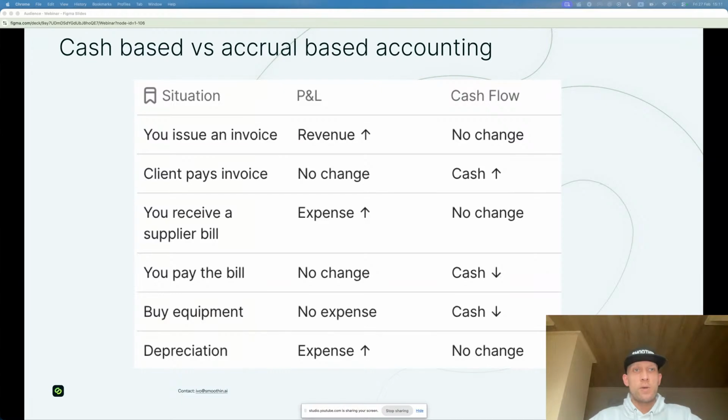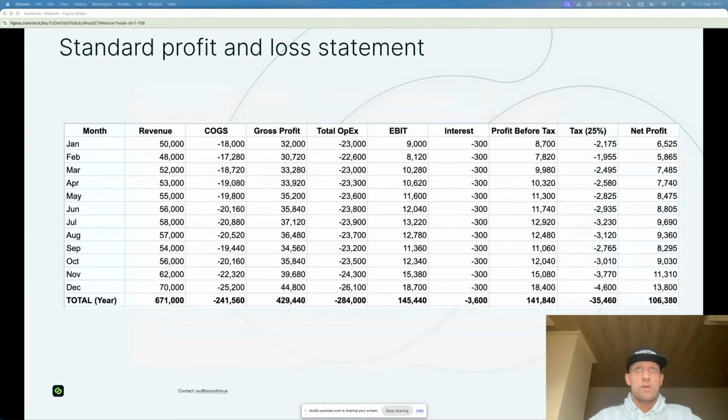So let's go into two examples of what a profit and loss statement actually looks like. So this is an example of a standard one, it's dummy data, of course, but this is what a normal profit and loss statement looks like.